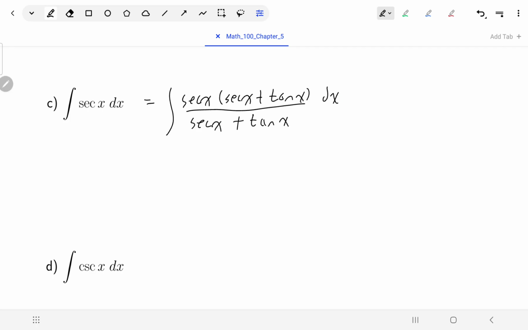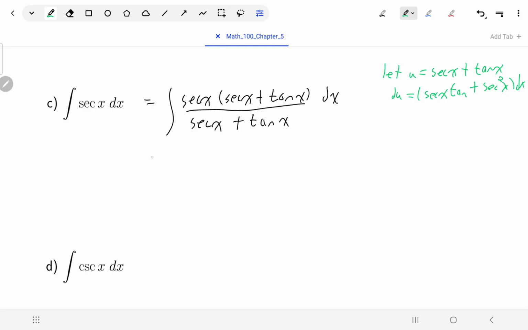And the reason we're doing this is because if we were to let u be the denominator, if u was secant plus tangent, then for du, you would have secant tangent and secant squared dx. And that's exactly what we have in the numerator. I have a secant times secant. I've got a secant squared plus a secant times tangent. So the entire numerator is going to be replaced with du, and the entire denominator is just u.